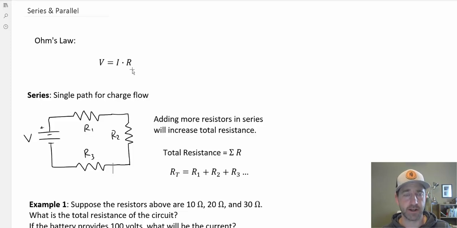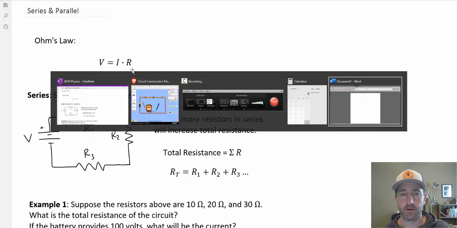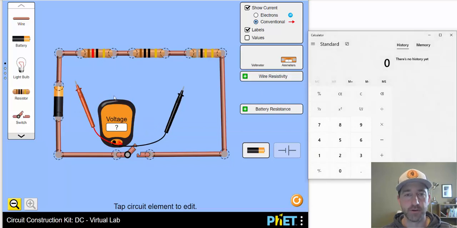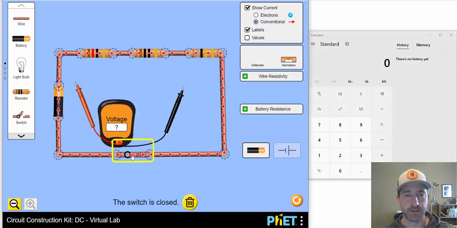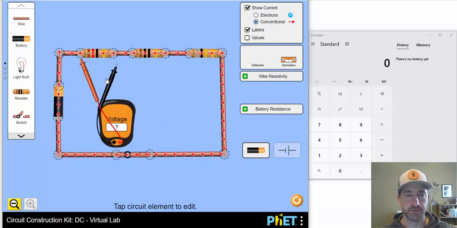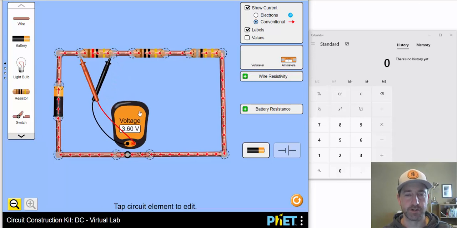So we're going to take a look at that in effect in the circuit, and then we're going to just work out a quick example problem. Not too many things on the screen. There we go. So if I turn on this circuit, you can see the conventional charge flow, the red arrows going, and I can use the voltmeter to measure how much electric potential or voltage there is for each resistor.